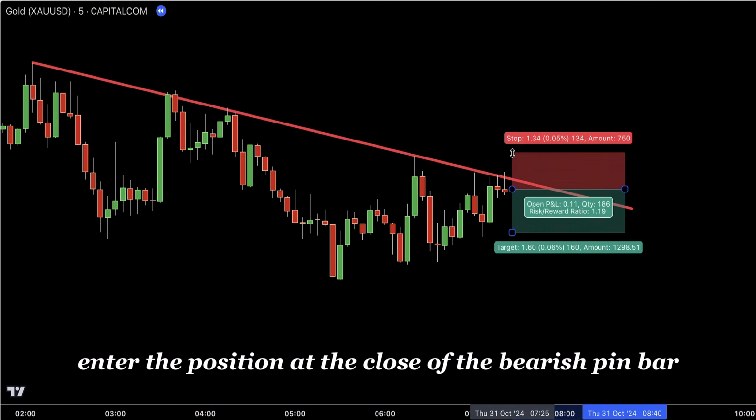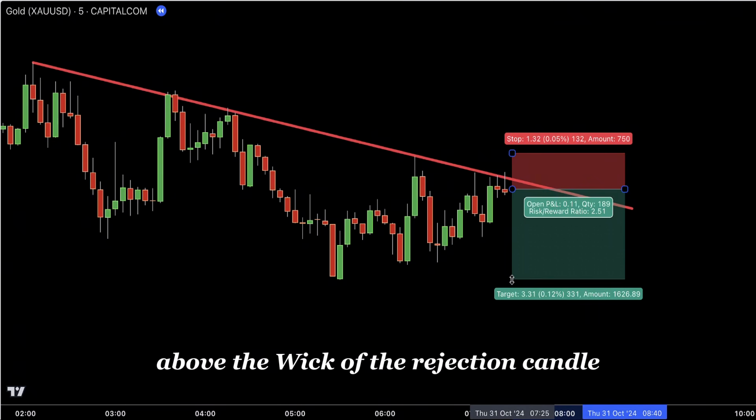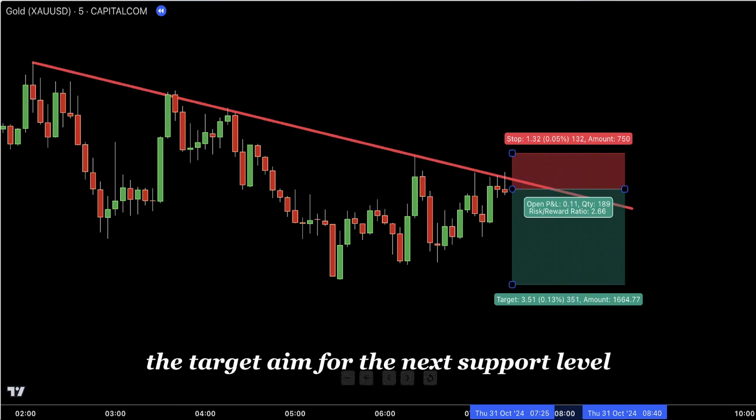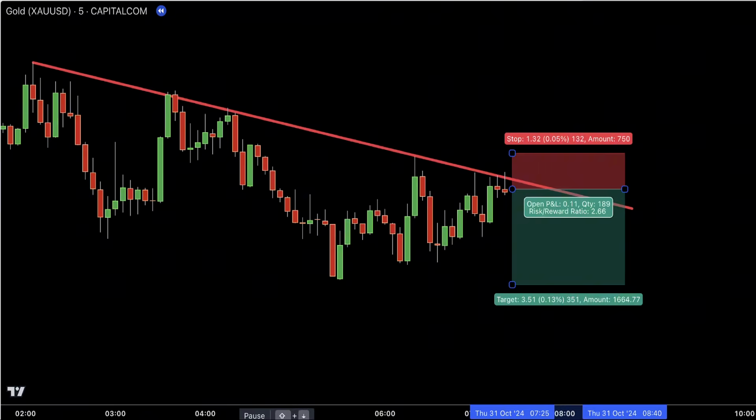Enter the position at the close of the bearish pin bar. Place the stop loss above the wick of the rejection candle. For the target, aim for the next support level, ensuring a reward-to-risk ratio of at least 2-to-1.